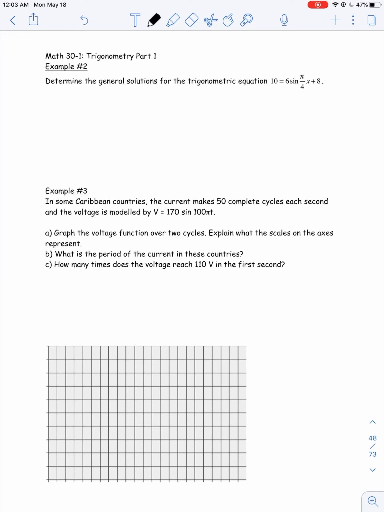Determine the general solution for this exact trig function. So I'm going to do this one graphically. You can actually do this one graphically or algebraically. I find that this one would be nicer to do graphically.